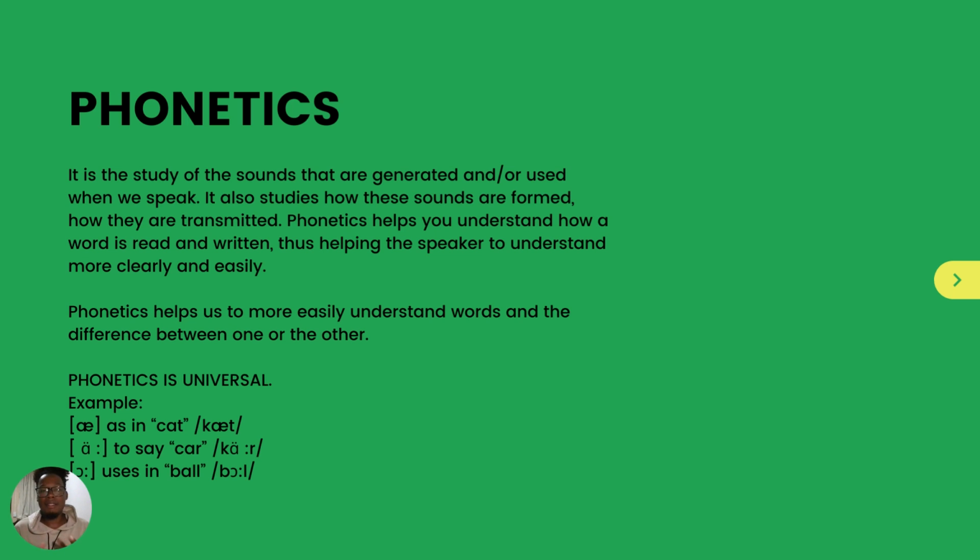We can say that phonetics is universal. For example, a as in cat. When we say cat, we use phonetics clearly. A to say car, and these are the symbols used for vowels.